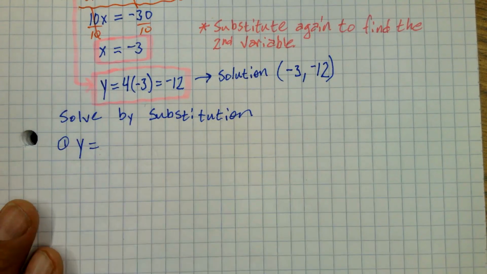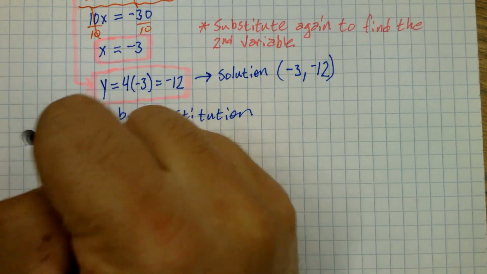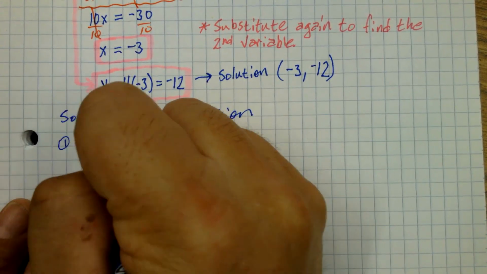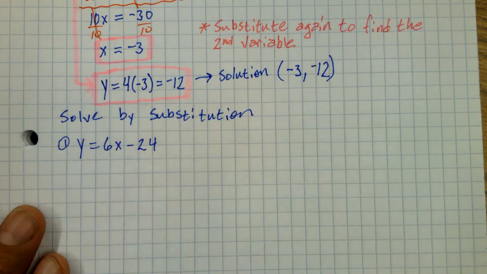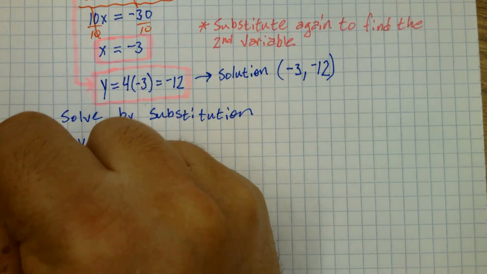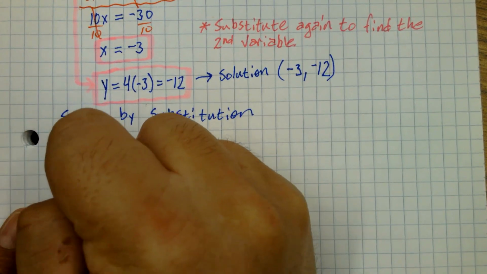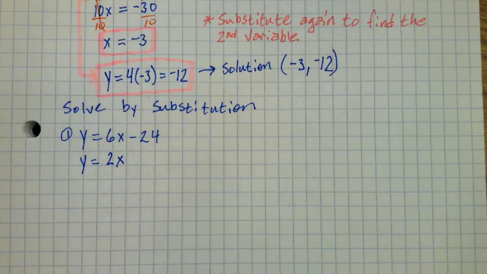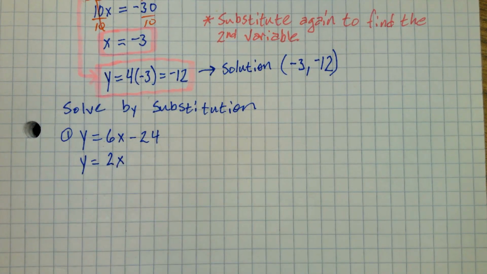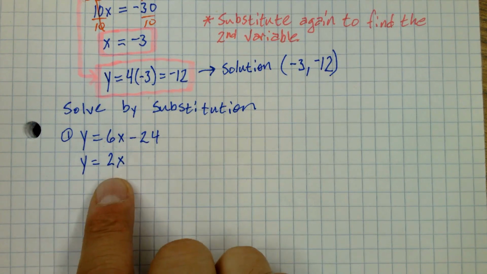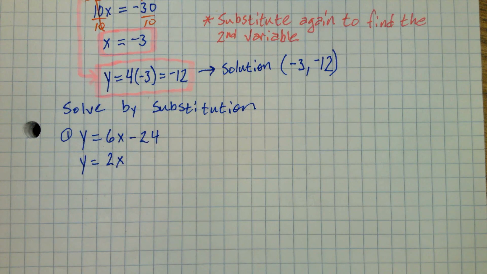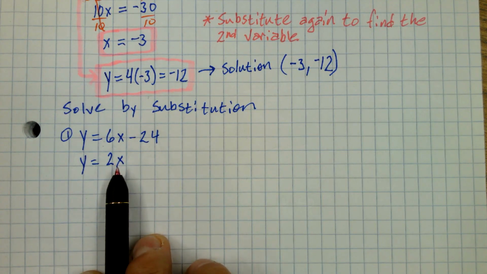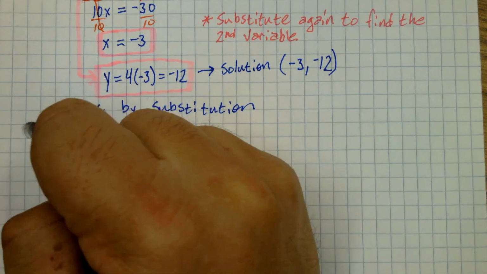Y equals 6x minus 24, and then y equals 2x. Okay, so you're going to find that substitution method is easiest when you have at least one of these equations saying y equals or x equals. Okay, so our first task, we want to look for a variable that's easily isolated. I would think this one. It's got less stuff. So we're going to take this 2x.